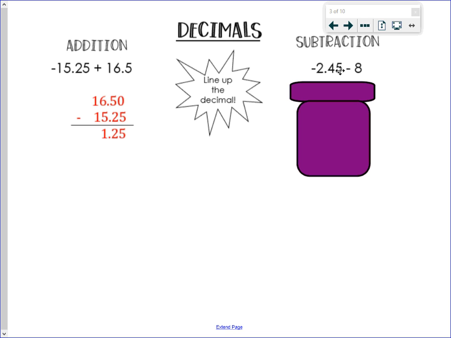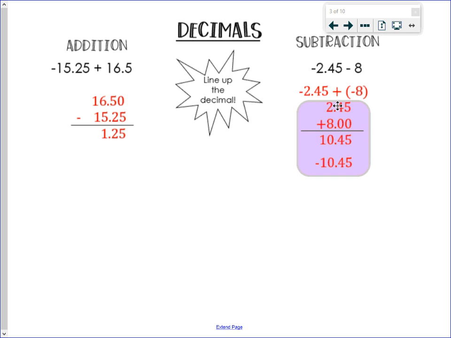For the subtraction problem, don't forget to do our tricks. We need to first change it to addition. So it's going to be negative 2.45 plus a negative 8. So remember, we're going to add the opposite. And in this problem, both the signs are negative. So we're going to add 2.45 plus 8, and then we're going to keep the sign. So instead of 10.45, it's going to be negative 10.45 since they both were negative.